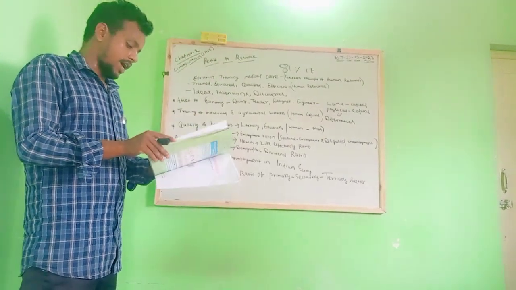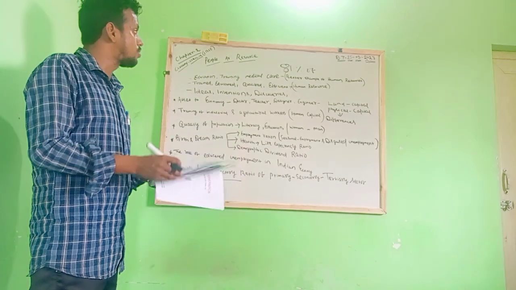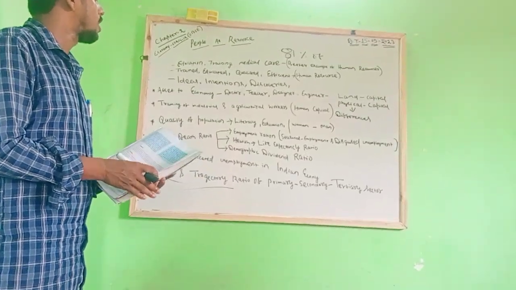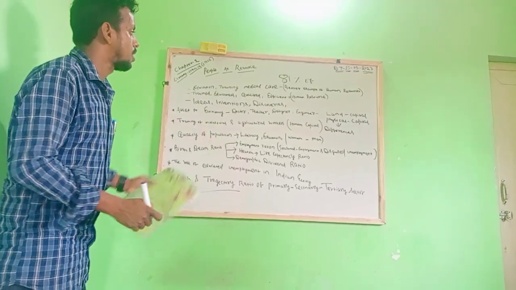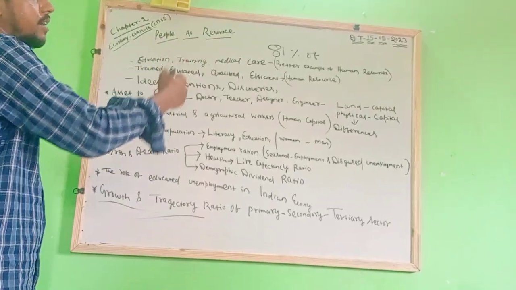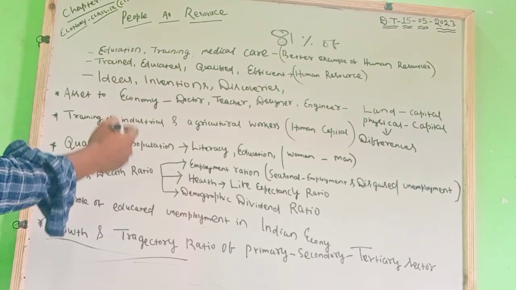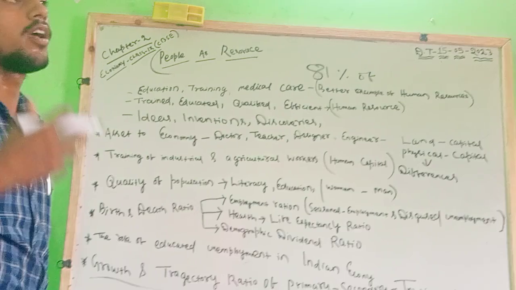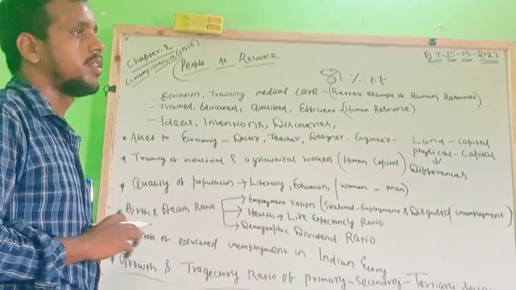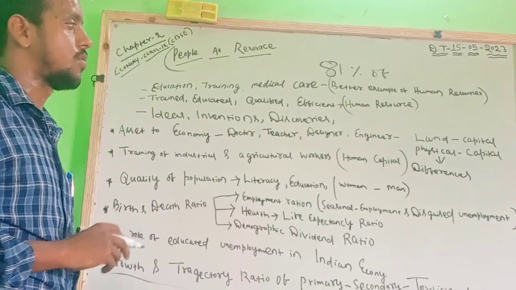And all these are about people as a human resource, that we design the best resource compared to land and physical resources. And I think the resources which give value to the economy, that is called the best utilization of resources.